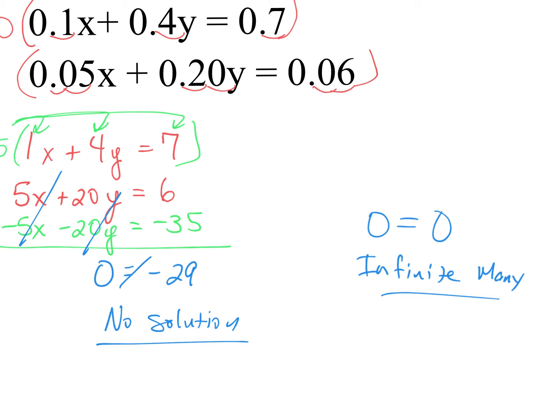0 equals 0 means everything cancels out. It's the exact same line on top of the same line, so anything on that line will work.